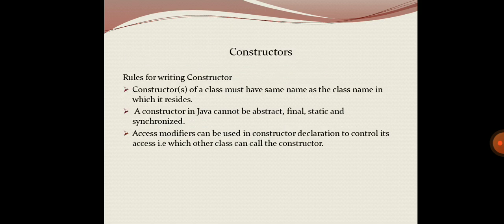Next, let us see about the constructor. The rules of a constructor: one important rule is that the constructor of a class must have the same name as the class name. So the class name and the constructor name should be the same. And a constructor in Java cannot be abstract, final or static. An access modifier, that is public, private or protected, can be used in the declaration to control its access.